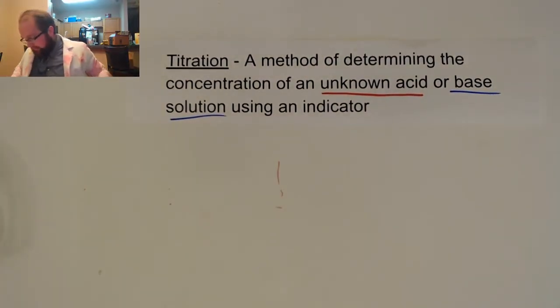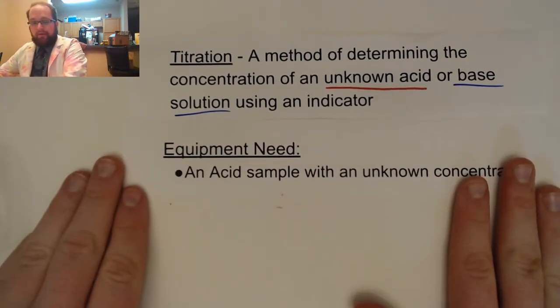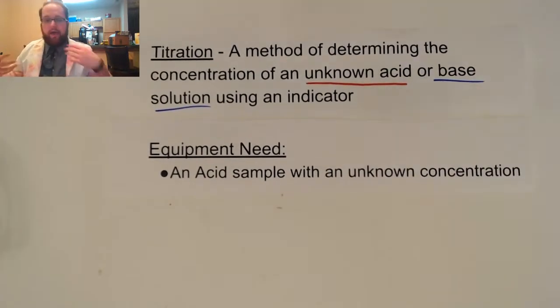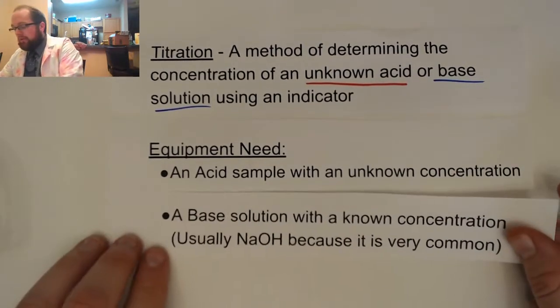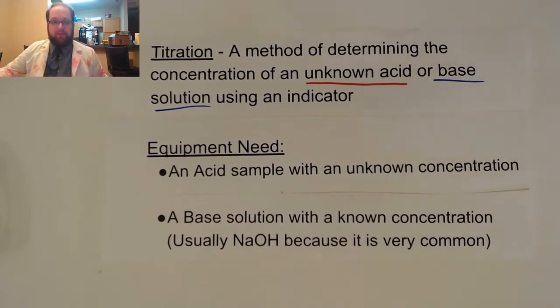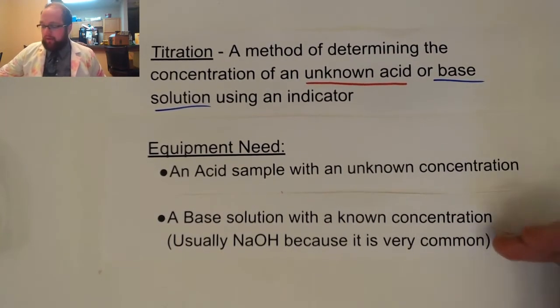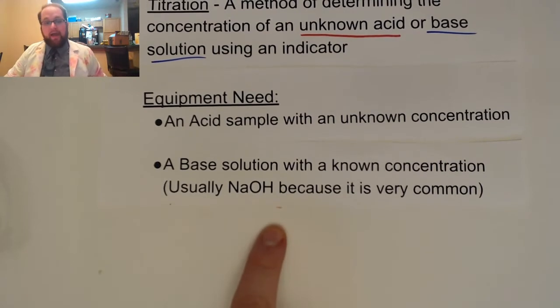So let's talk about some of the things we need. When we're doing a titration, we need some type of unknown. In most cases, we're going to be dealing with an unknown acid solution. In order to figure out this unknown, we need to react it with another chemical. In this case, it's going to be a base, and we need to know this base's concentration. If we don't know one of them, we have to know the other one in order to figure out the unknown. Mainly, we're going to be using the base NaOH.